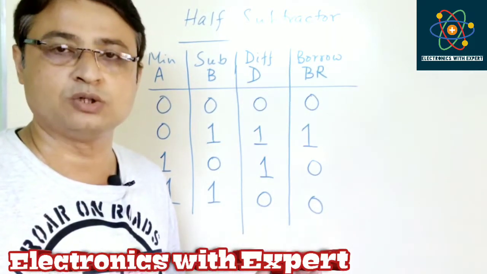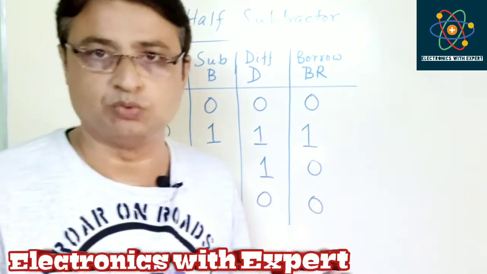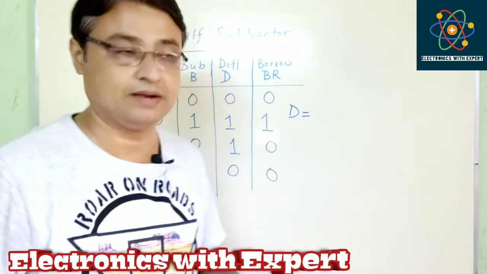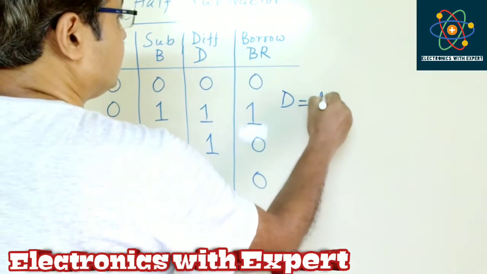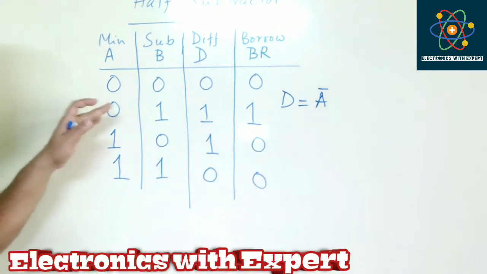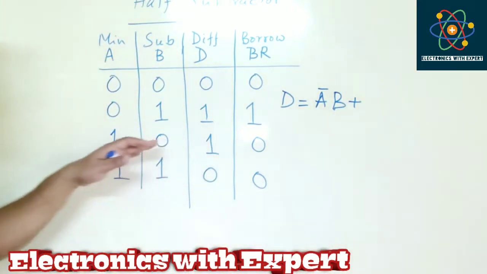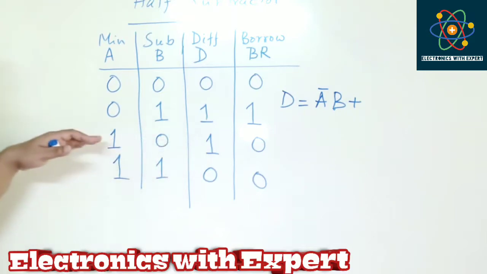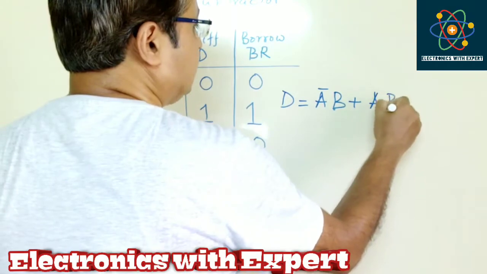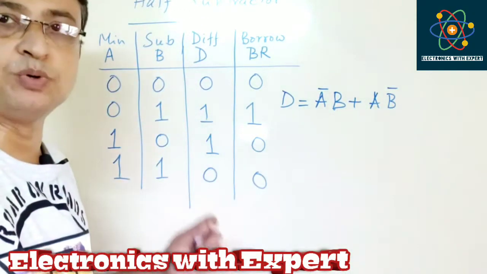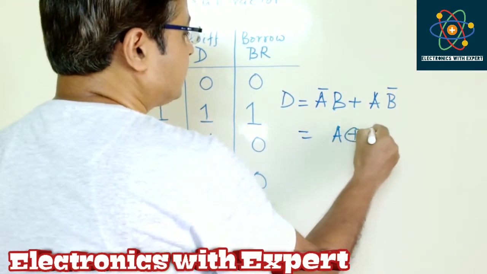Now let's move on to how to derive the output expressions for the difference and the borrow out. For the difference D, we can write it as D equals A bar B. Since the minuend is 0, that is A bar, and subtrahend is B, that is A bar B, or there is another combination in which the difference is also 1, that is A B bar. And as you know that this is nothing but the output expression for an XOR gate, so we can write it as A exclusive-OR B.